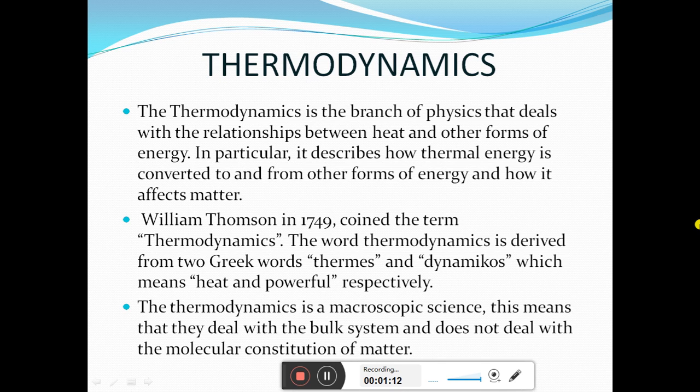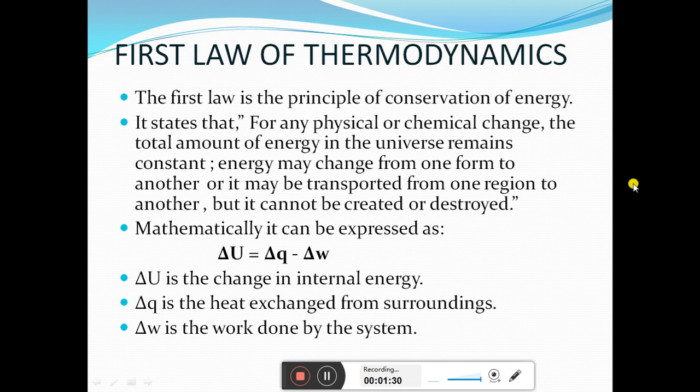Many quantitative observations made by physicists and chemists on the interconversion of different forms of energy led in the 19th century to the formulation of the fundamental laws of thermodynamics. First we will discuss the first law of thermodynamics.